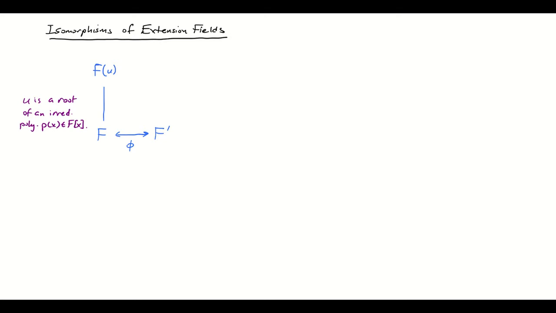And let's suppose at the same time there is another element v. v is a root of the irreducible polynomial phi of p of x belonging to F prime adjoin x. Okay, wait a minute though. What does that mean, phi of p of x?